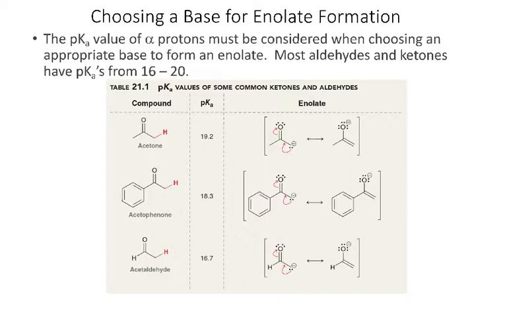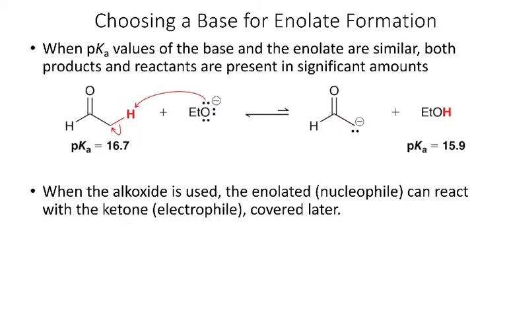So one of the first things we have to consider when choosing a base is the base needs to be strong enough. Most aldehydes and ketones have pKa's in the range of 16 to 20, and so we need to choose a base that's strong enough to deprotonate these alpha carbons. When the basicity of the base that we're using and the enolate are similar, and really I should be talking about the pKb values of the enolate and the base being similar, we have significant amounts of both reactants and products present in the reaction mixture.